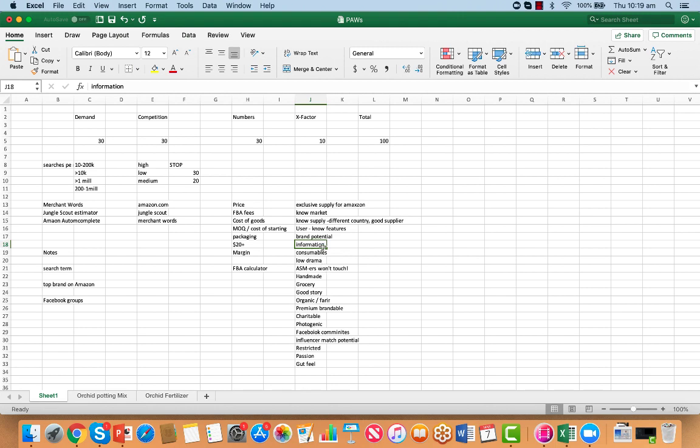Something like a guide to managing your orchid through the seasons, or something to do with the optimum nutrition for your orchids. Consumables are good, so any product that when it's been used up, you need to come back and buy more. So fertilizers obviously are in that category, but pots might not be.